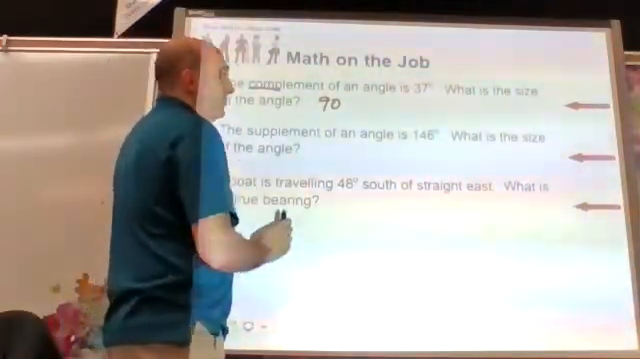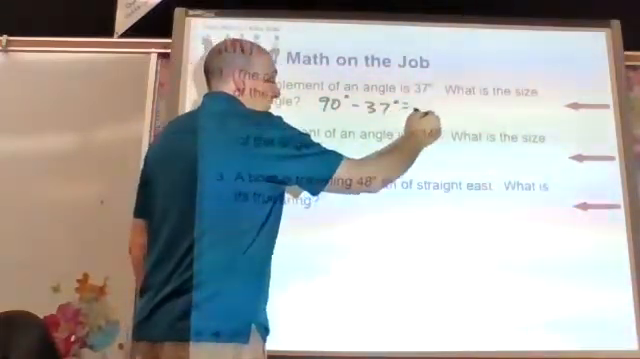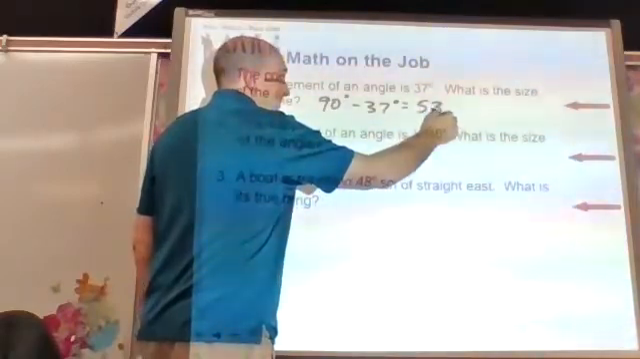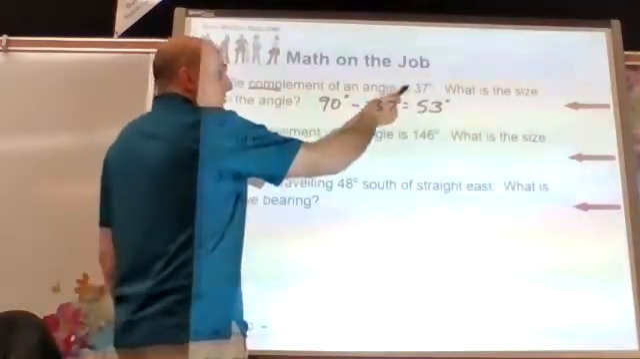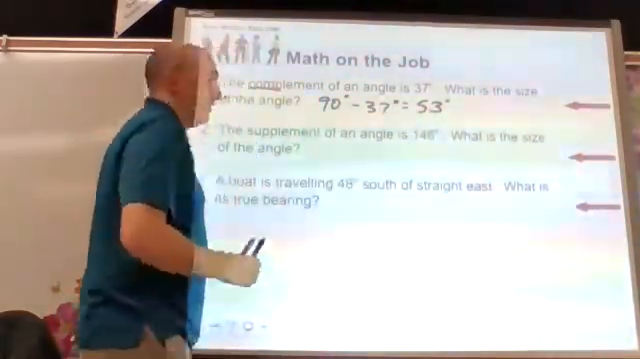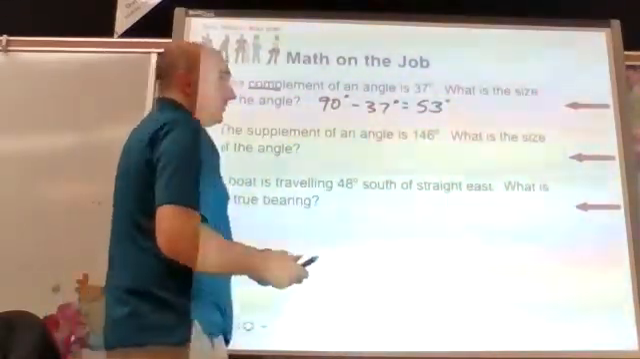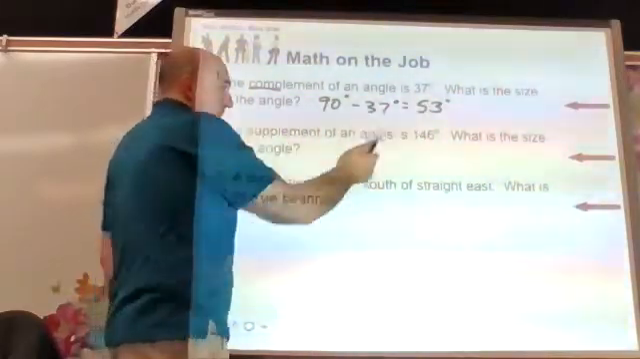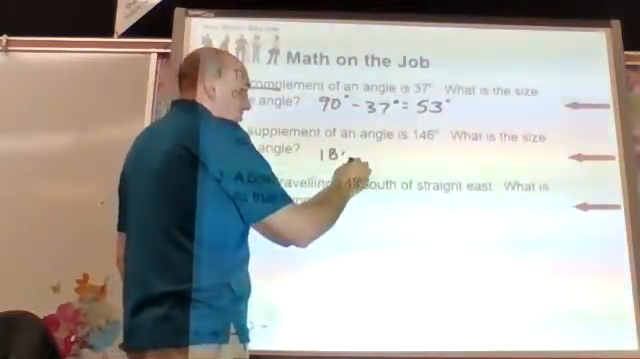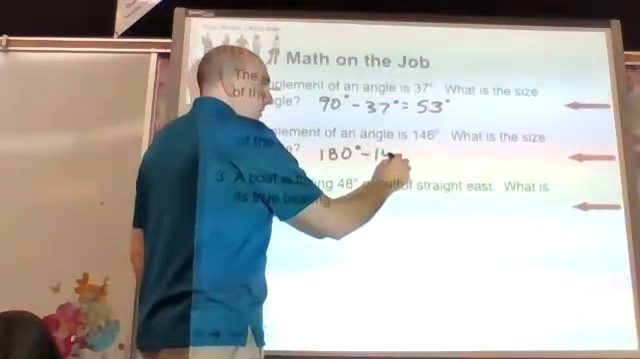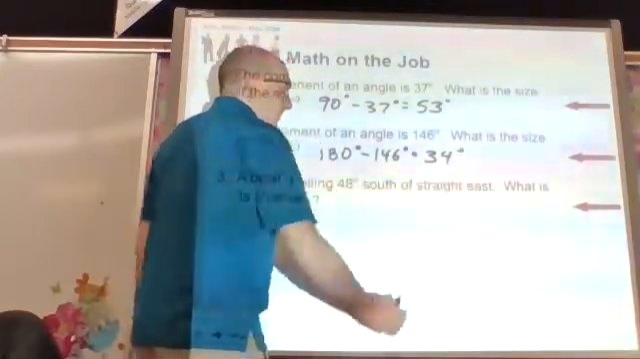Okay, so the complement of an angle is 37 degrees. 90 degrees minus 37 degrees equals 53 degrees. So the size of the angle, if its complement is 37 degrees, means the original angle is 53 degrees. The supplement of an angle is 146 degrees. What is the size of the original angle? Because they're reversible, for supplements we use straight lines, which are 180 degrees. 180 minus 146 is going to be 34 degrees.